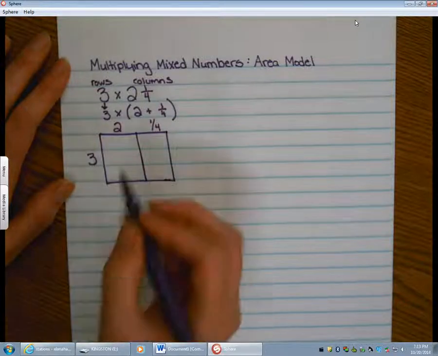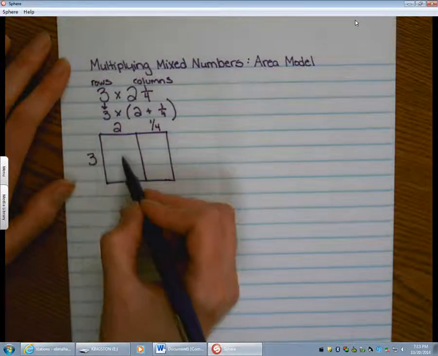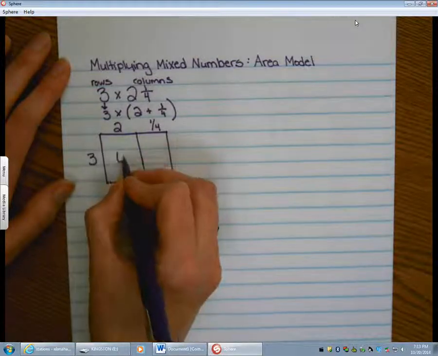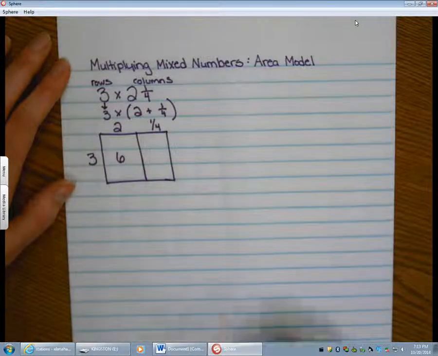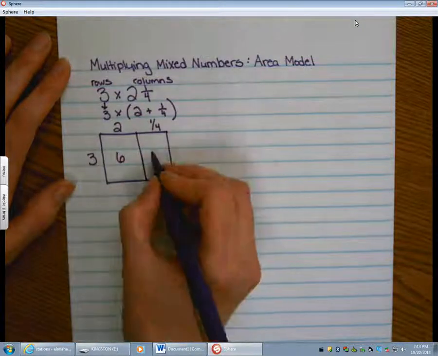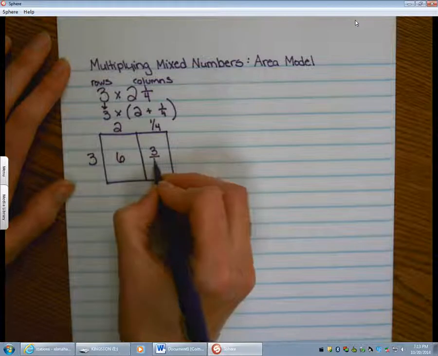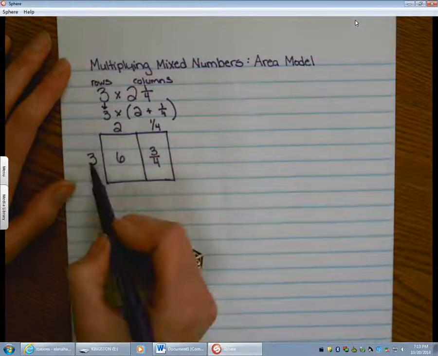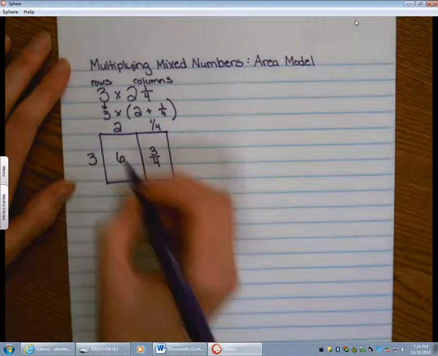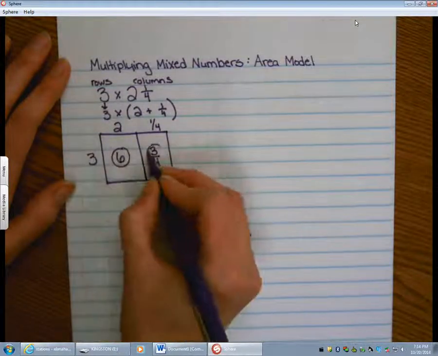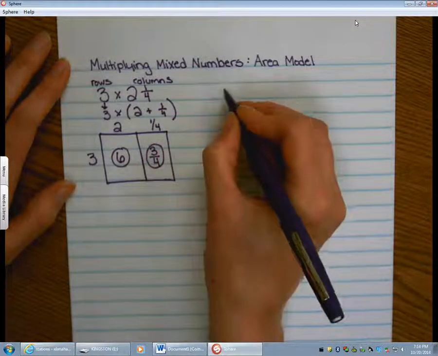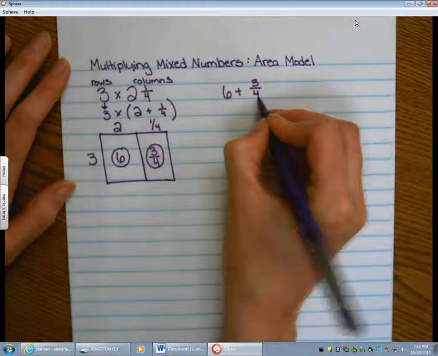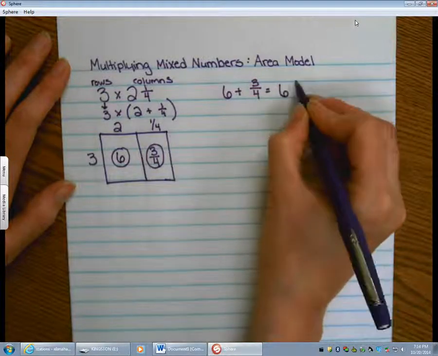So now what I want to do is multiply as if I'm doing an array. 3 times 2 is 6, and I'll put the product inside the box. 3 times 1/4 is 3/4. And I put that product inside the box. To find the product of 3 times 2 and 1/4, I now need to add my two partial products together. So I'm going to add 6 plus 3/4. And my answer will be 6 and 3/4.